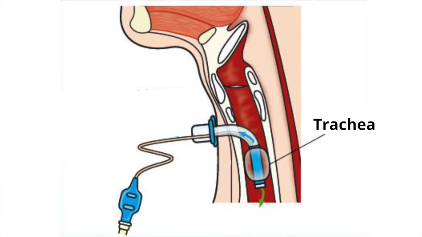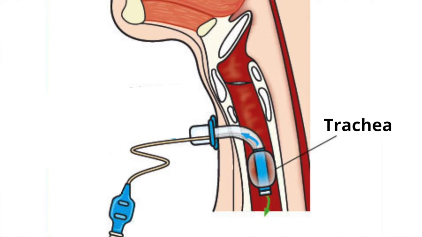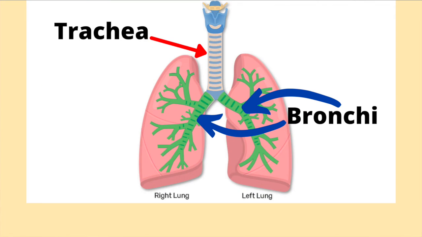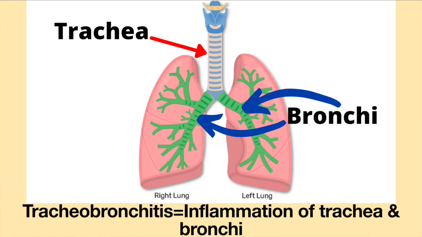The trachea is the passage into which the tracheostomy tube is placed. As you travel further into the respiratory tract, the trachea divides into smaller branches called bronchi. So tracheobronchitis is the inflammation of the trachea and bronchi.